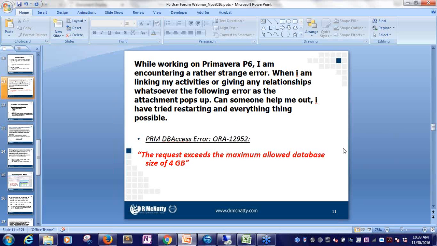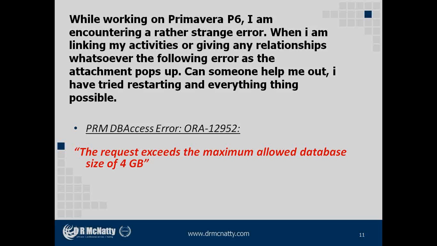Okay, my next question here is, while working on Primavera P6, I'm getting a rather strange error when I'm linking my activities or giving any relationships whatsoever. The following error as the attachment pops up. So the error that we saw that was submitted with this question is a PRMEB access error. We have ORA 1295. Can someone help me out? I tried restarting and everything possible.